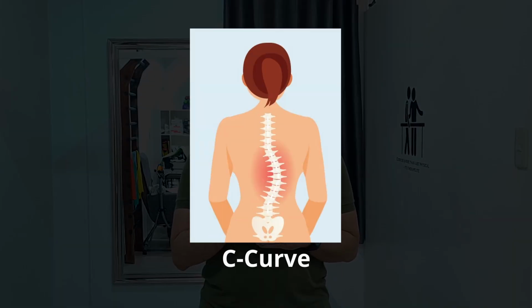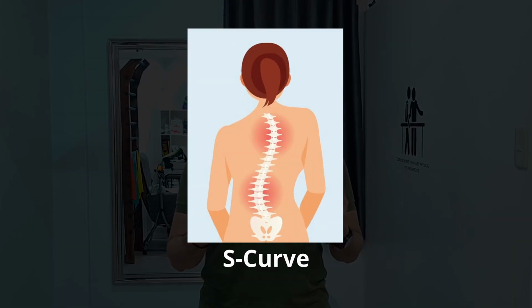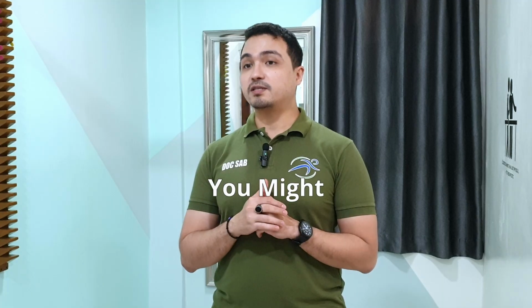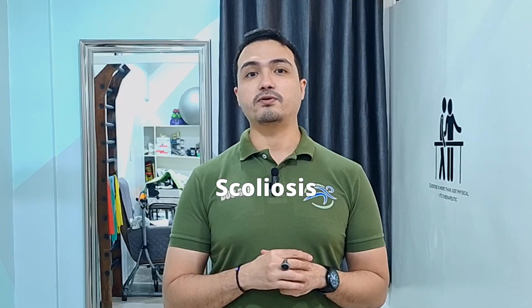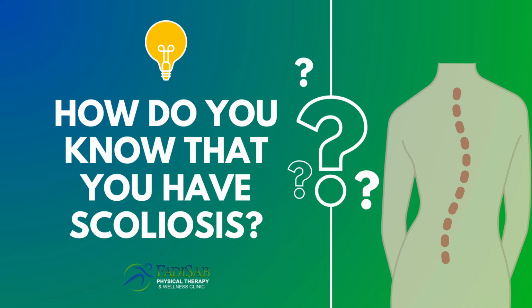Scoliosis is a condition where you develop a curve in your spine. It can be a C curve or it can be an S curve. These curves can often show you a sign, which is uneven shoulders or uneven hips. So if you see these signs, you might have scoliosis. So how do you know that you have scoliosis?